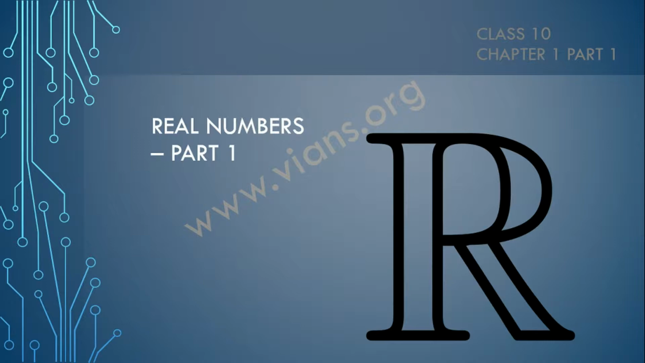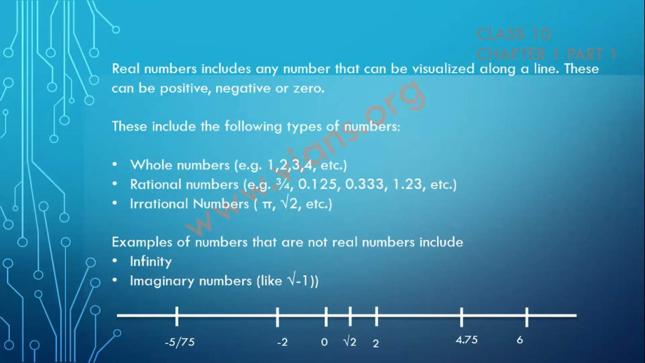I have divided this into two parts. The first part deals with Euclid's lemma and a few other concepts, your HCF, LCM, etc. And the second part works with your rational and irrational numbers. So, without much ado, we'll dive into the first topic.